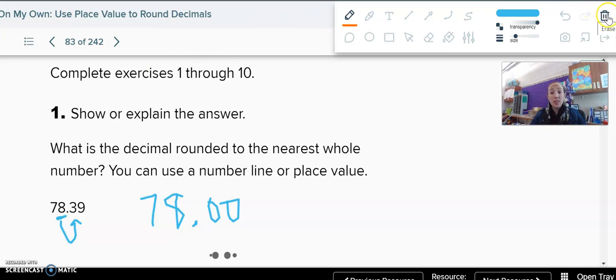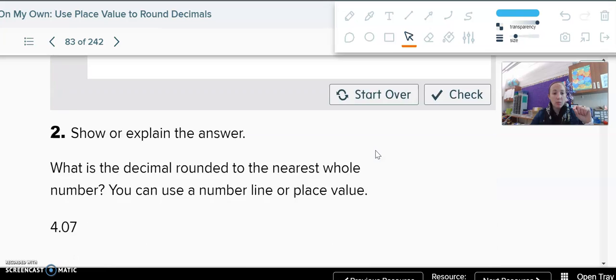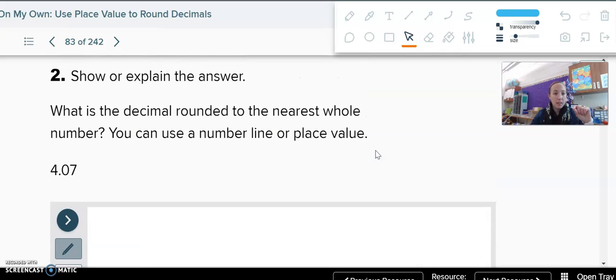If you're like, I don't get it, keep watching. If you still don't get it, then make sure you ask for help, because I know sometimes rounding can be tricky. Okay, what is it rounded to the nearest whole number? Again, I underline the whole number. Look next door. 0 tells me to stay the same. So it's just 4 or 4.00.